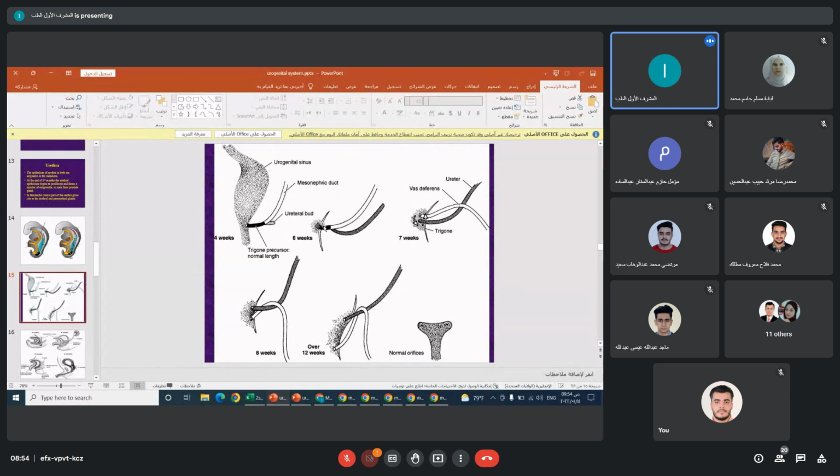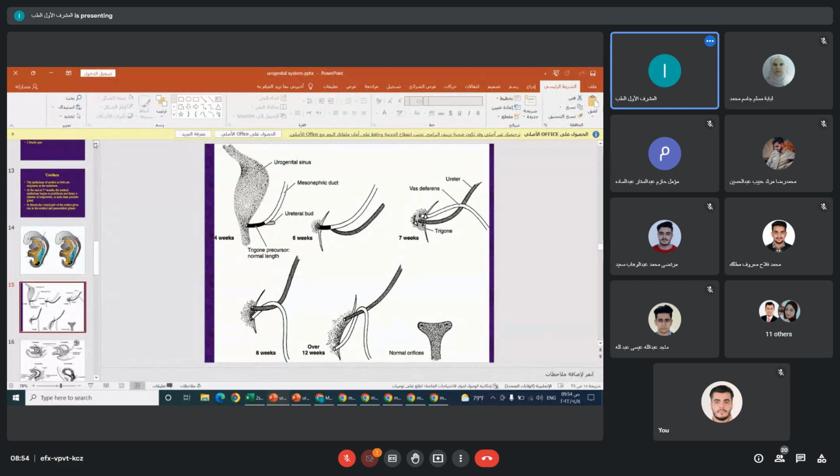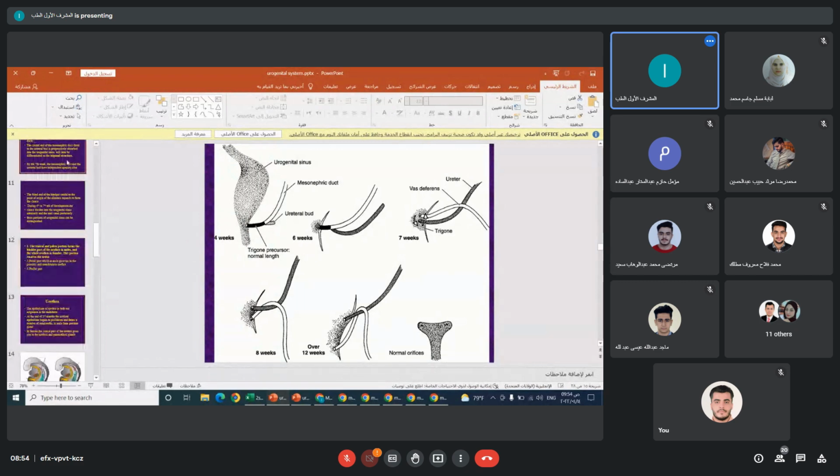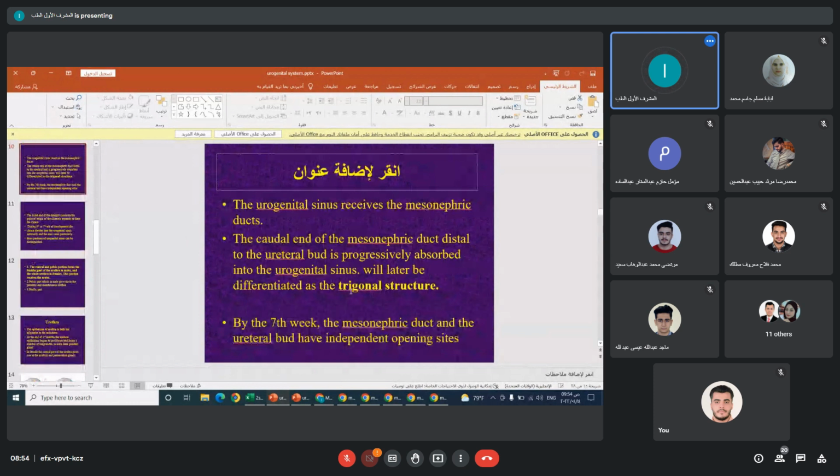So where is this part, this area? It contains both the ureteric orifices and the internal sphincter, the bladder vesical sphincter. The internal opening, or bladder neck, with two ureteric orifices. So, by the 7th week, both the mesonephric duct and the ureteric bud have independent openings.